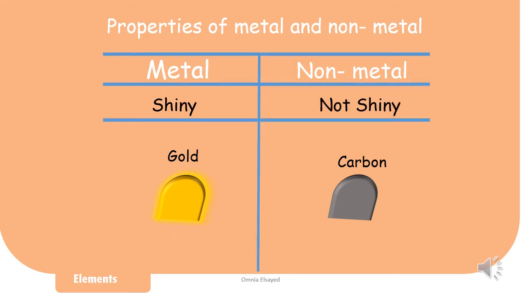Properties of metal and non-metal. If you have a piece of gold, which is a metal, and a piece of carbon, a non-metal, what's the difference between them? Gold is shiny, so metal is shiny, but carbon is not shiny, so non-metal is not shiny.